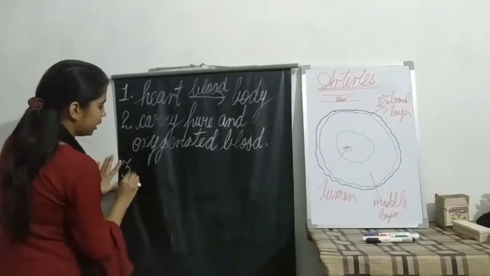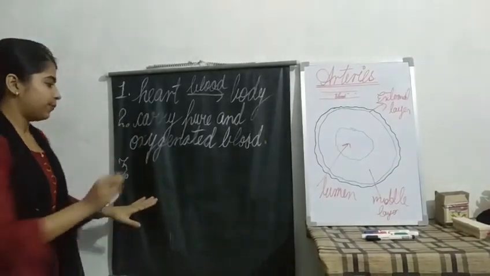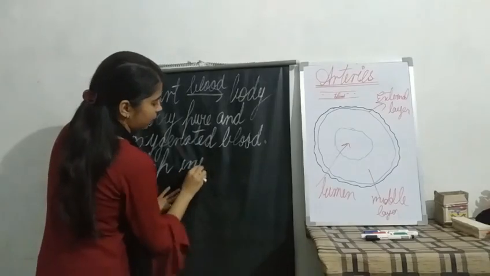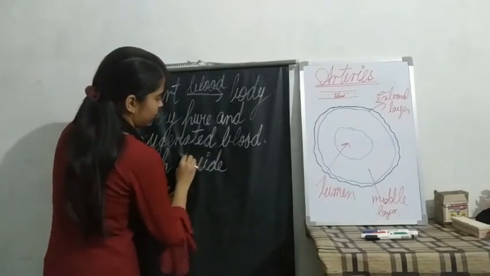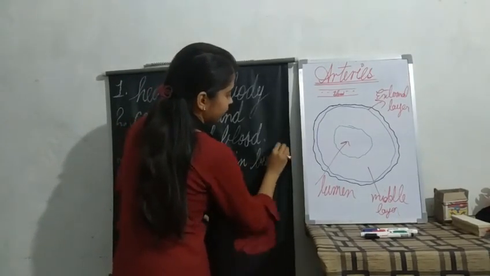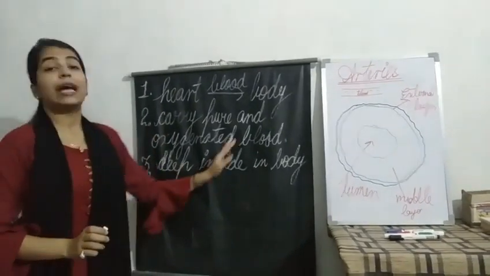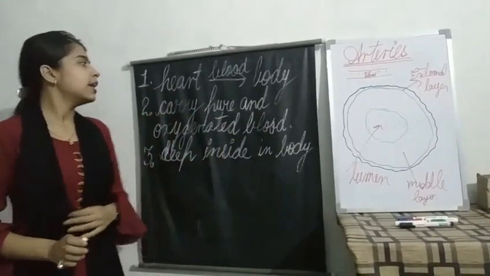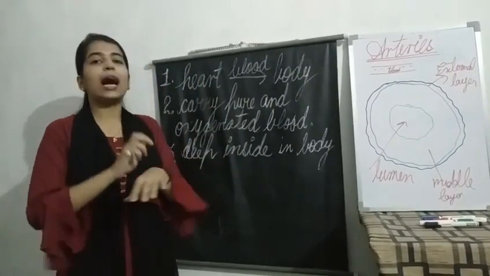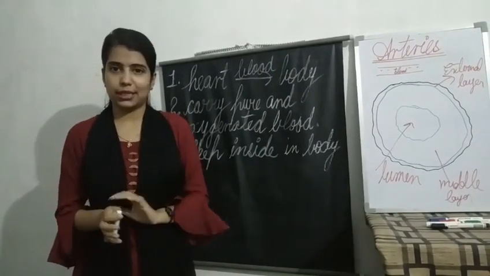Now, the third feature of an artery is that arteries are deep inside your body. Okay? Deep inside the body. We say that arteries are deep inside our body because they are carrying the blood from the heart, so they are deep inside your body. You cannot see the arteries on your outer skin.